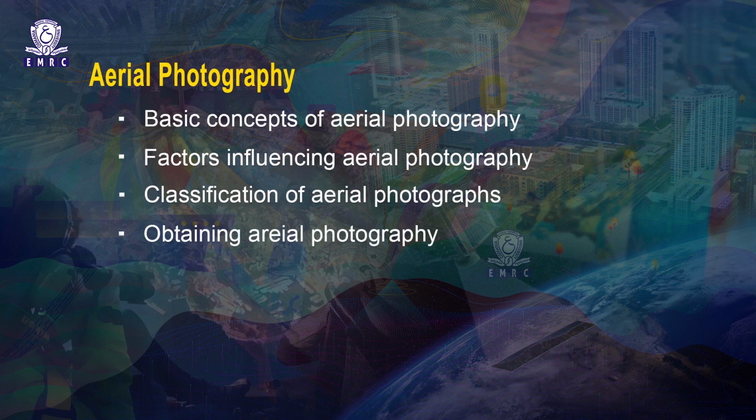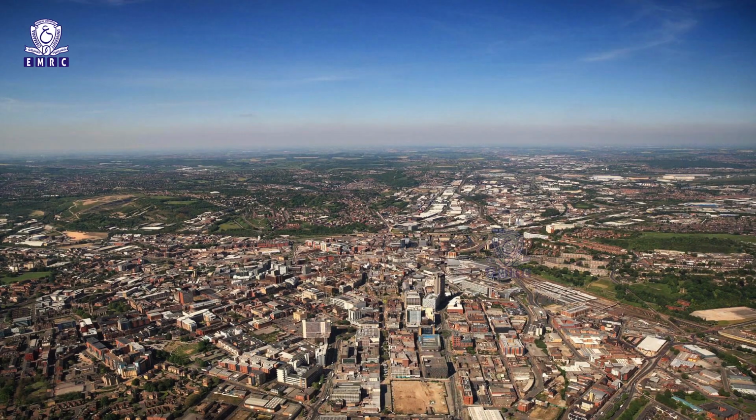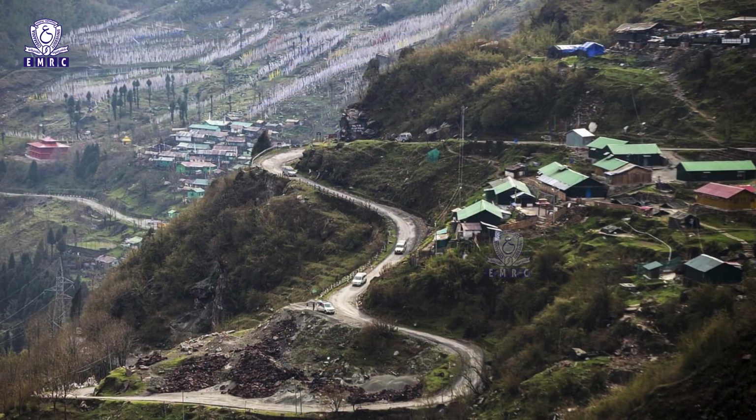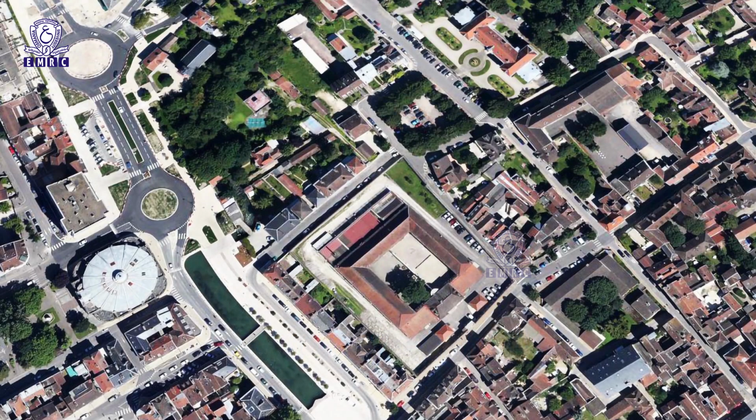Obtaining aerial photography. As per the existing policy of the Government of India, all types of aerial photographs are classified documents, which are either kept secret or restricted for public use, depending upon the location and its strategic importance. The Surveyor General of India coordinates all activities related to the execution of aerial photographic tasks for all civilian needs.